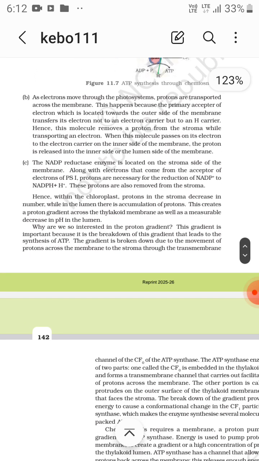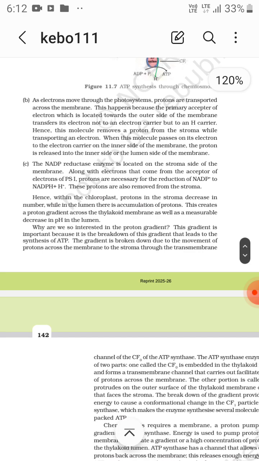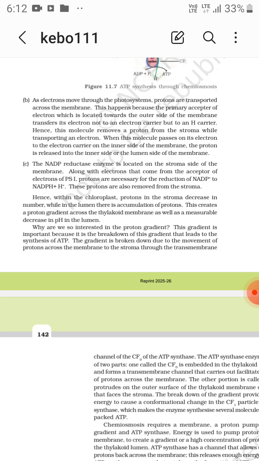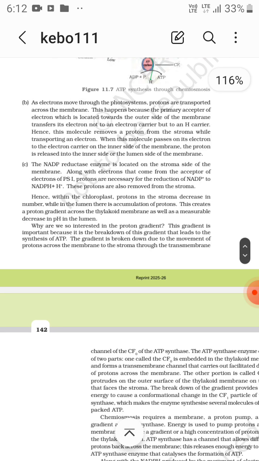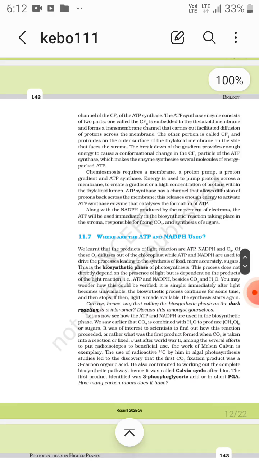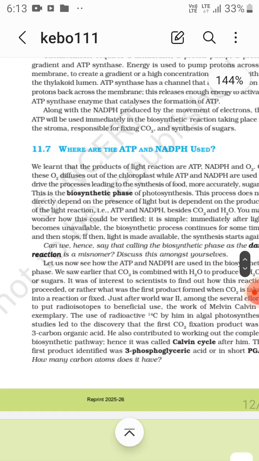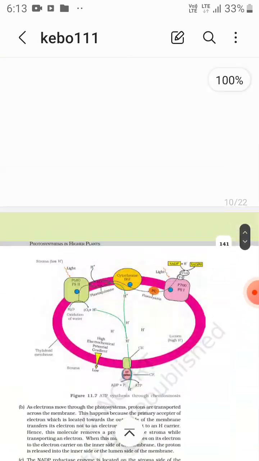Hence within the chloroplast, protons in the stroma decrease in number, while in the lumen there is an accumulation of protons. This creates a proton gradient across the thylakoid membrane as well as a measurable decrease in the pH in the lumen. Now, what are the ATP and NADPH used for?